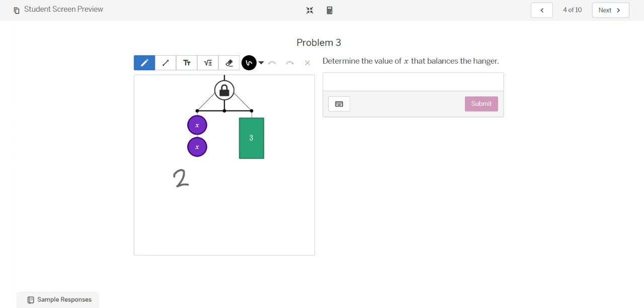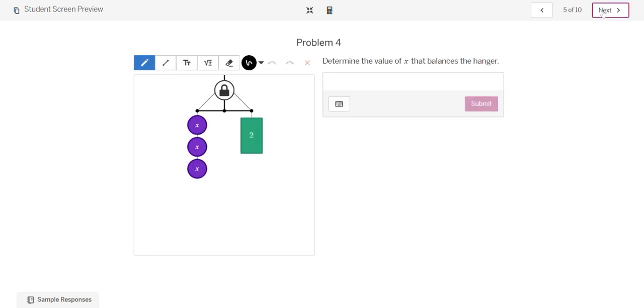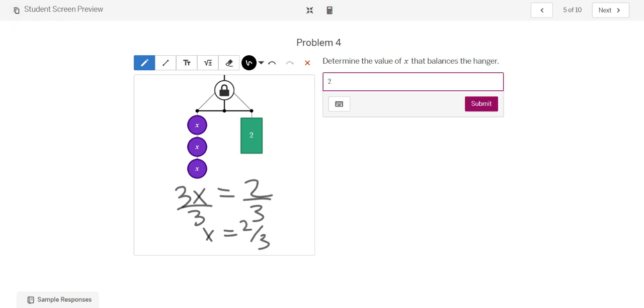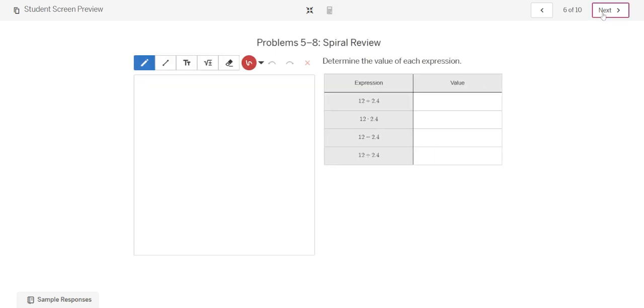So you've got 2x equals 3. To get rid of that 2, I'm going to divide both sides by 2, and I get that x equals 3 halves, also known as 1.5. But I'm just going to type 3/2 because it's much easier. Submit. Here I've got 3x equaling 2. And so I divide by 3, I get that x equals 2/3. A fraction is a division problem you don't have to do. And so we just leave it like that.